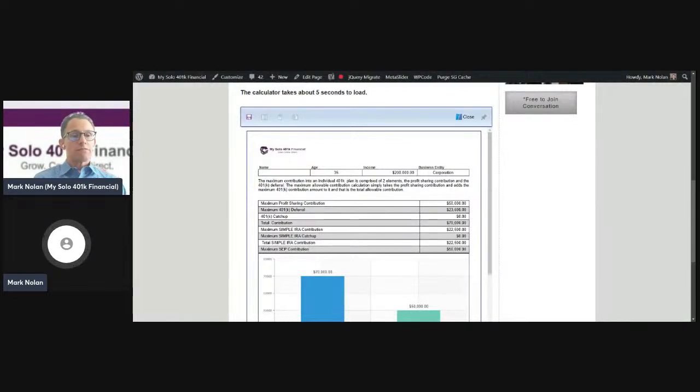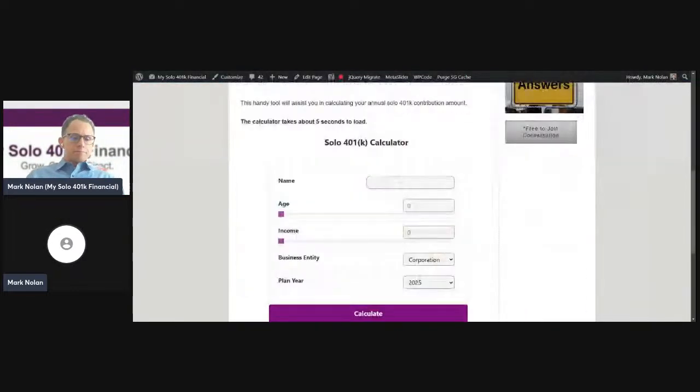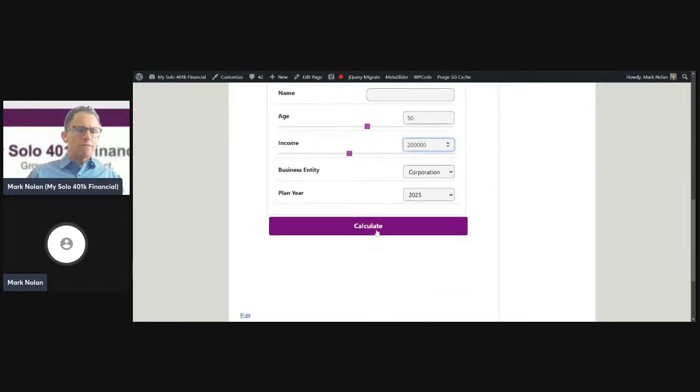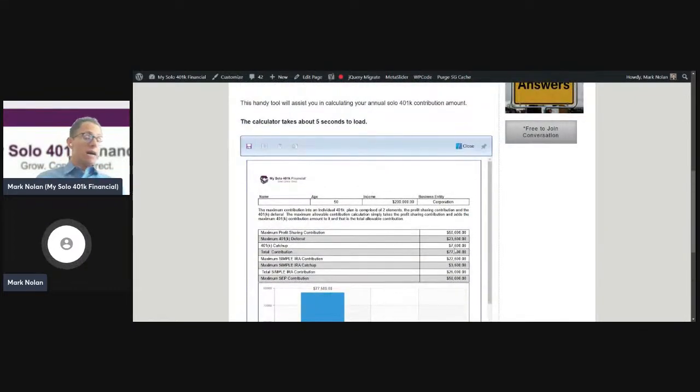If you're age 50 or older, you qualify for the $7,500 catch-up contribution. So let's do an example there. So this person's age 50, income is $200,000 of W-2 wages from their self-employed business. Plan year 2025. Calculate. Okay, here we're going to see that it went up by $7,500. That's because of the catch-up contribution.